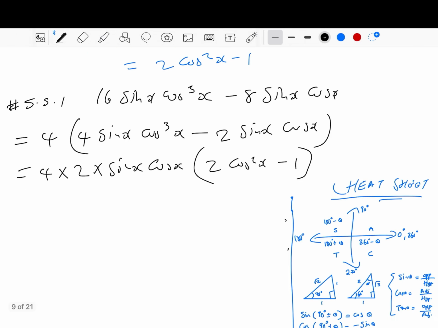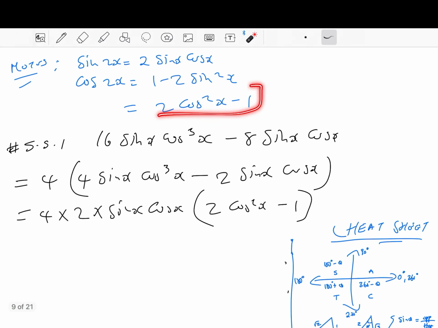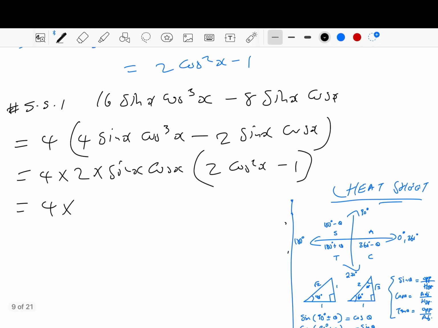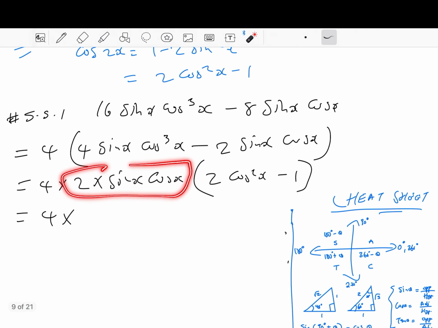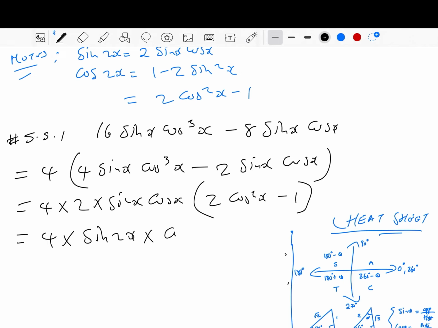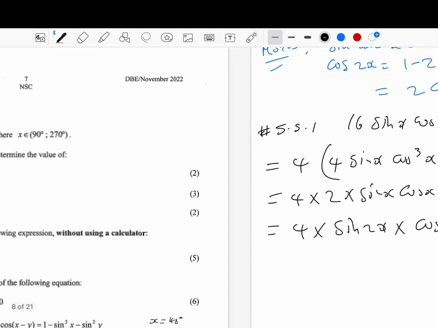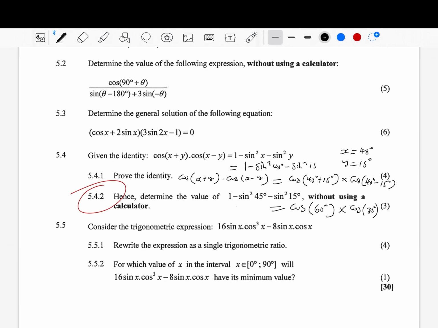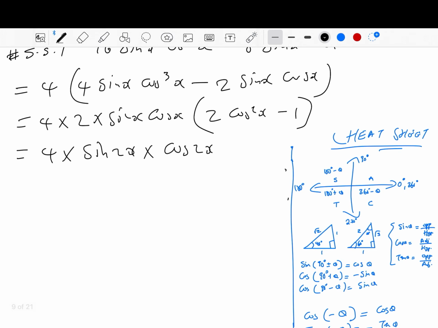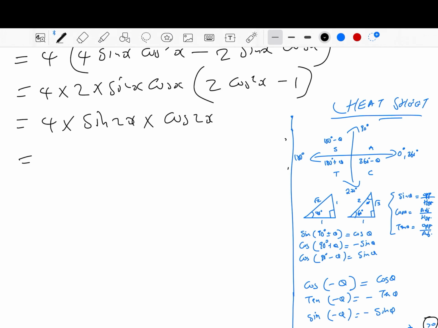We're going somewhere, and we already see that this is cos squared x minus 1, which is cos 2x. So this is 4 times 2 sine x cos x, so this is equal to sine 2x times cos 2x. What did they say? Rewrite the following expression as a single trigonometric ratio. Single trigonometric ratio.